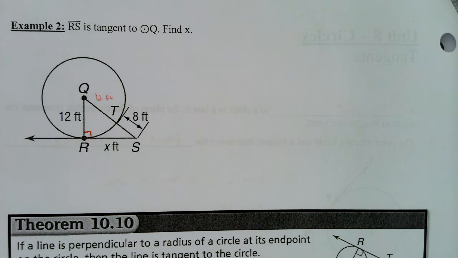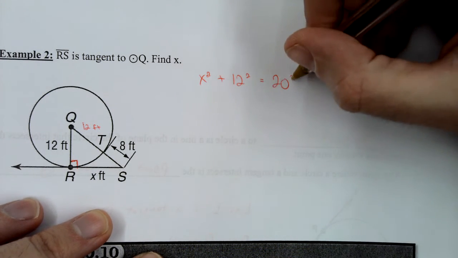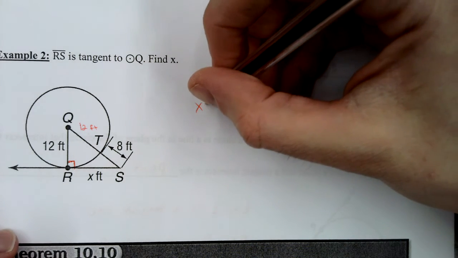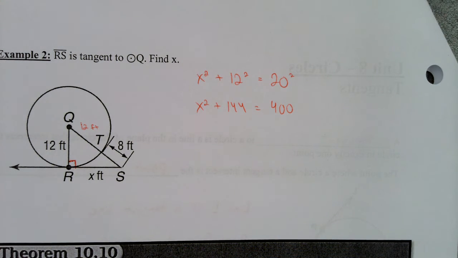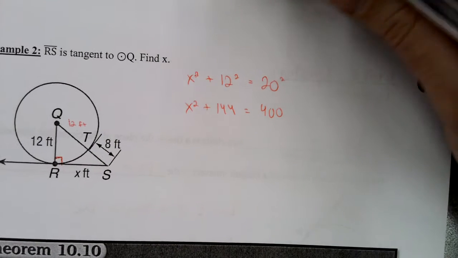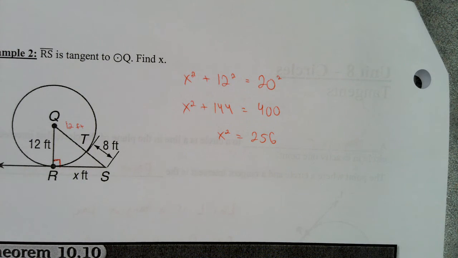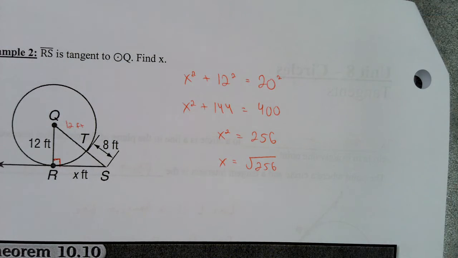And now we're going to go back to the good old Pythagorean theorem. X squared plus 12 squared equals 20 squared. X squared plus 144 equals 400. Then you're going to do 400 minus 144, and you get X squared equals 256. Take the square root of each side, and you only want the positive square root because it's a distance. You can't have a negative distance. And you might have this memorized. This is going to be 16.